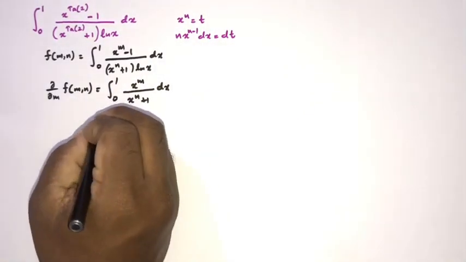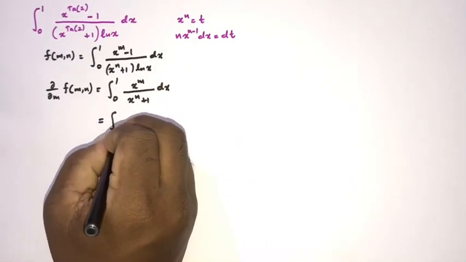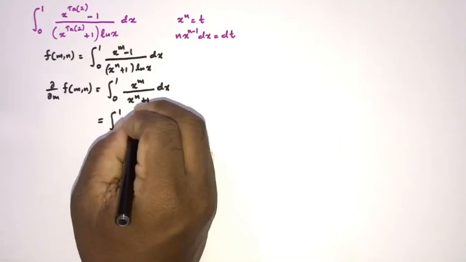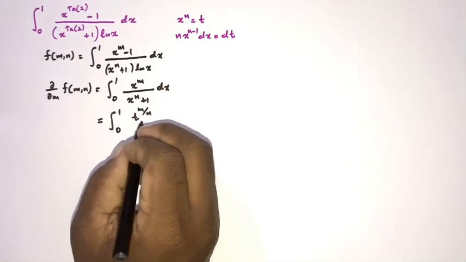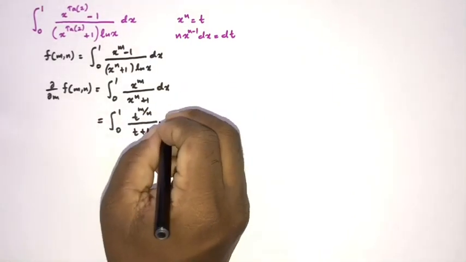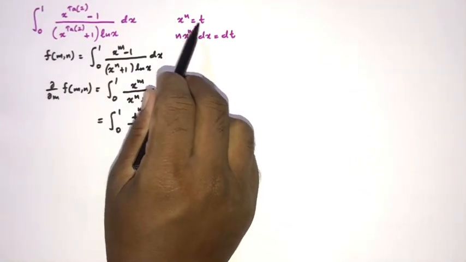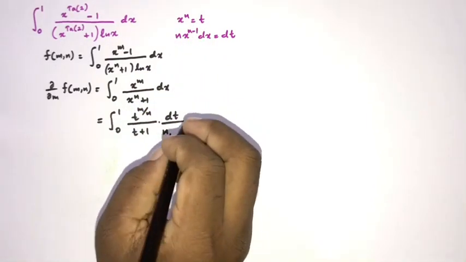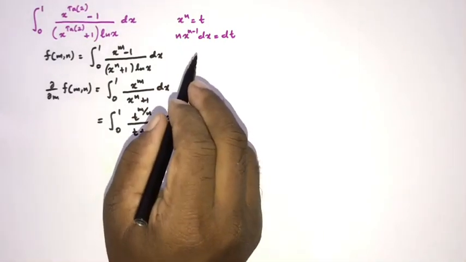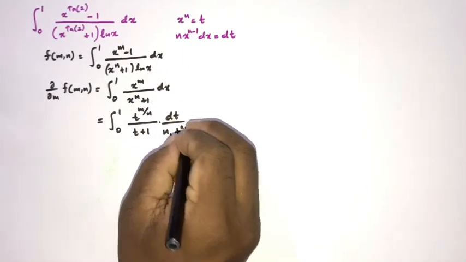The lower and upper limits are also 0 to 1. Now x is t^(1/n). So here we have t^(m/n) over (t + 1), and dx is dt over n times x^(n−1). But x is t^(1/n), so we have n times t^((n−1)/n).